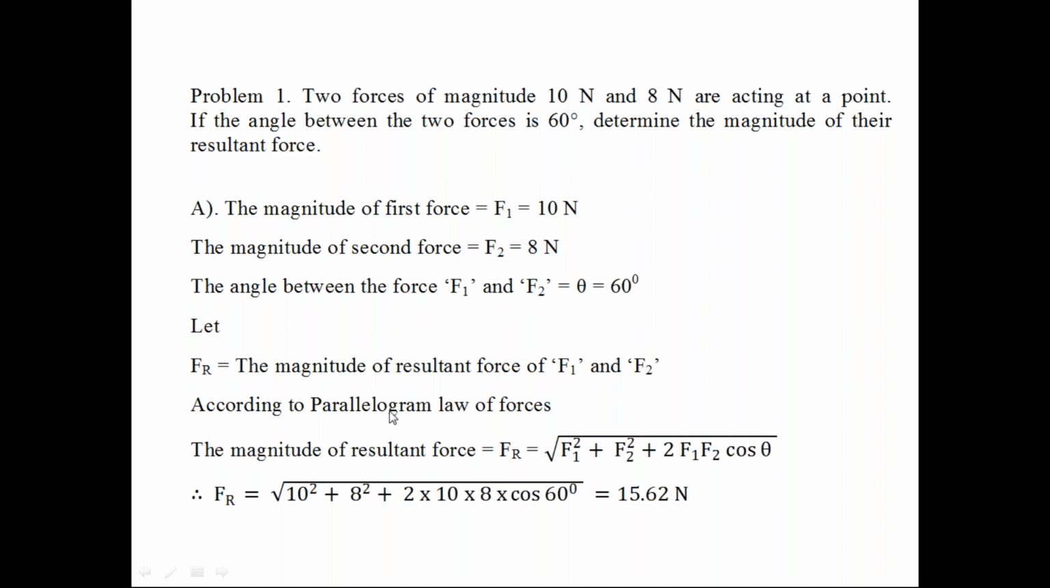You know that in the parallelogram law of forces, the magnitude of the resultant force Fr is equal to root of F1 square plus F2 square plus 2 F1 F2 cos theta. Substitute on the right hand side: F1 is 10 Newton, F2 is 8 Newton, theta is 60 degrees. Simplify this, you will get the resultant force magnitude is equal to 15.62 Newtons.